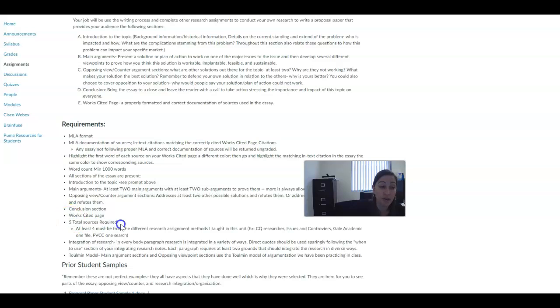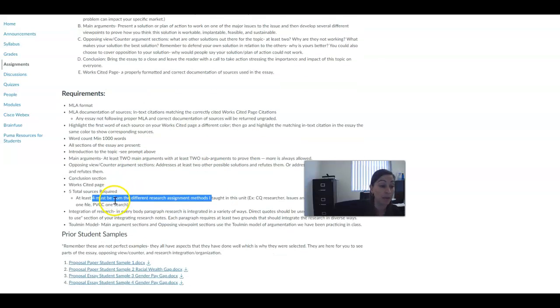In total, you need 5 sources. 4 of them have to come from the research methods I'm teaching in this unit. So as we go through our brainstorming and research assignments, you're going to be asked to do different research sources. So some of them will be on CQ Researcher, Issues and Controversies, Gale Academic OneFile, Gale Global Context, all of these different databases and PVCC library searches, and that is where your sources need to come from. So I do have to check that there will be alignment through the writing process, through your brainstorming, through your outlining, through your researching, that we're using that to build towards our final copy.